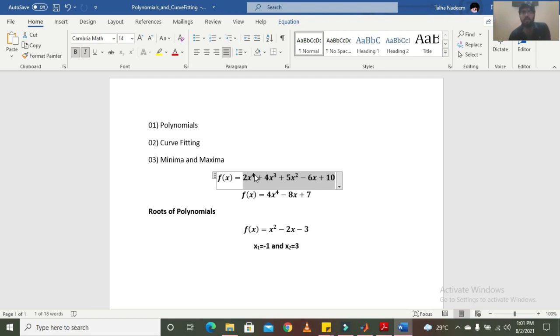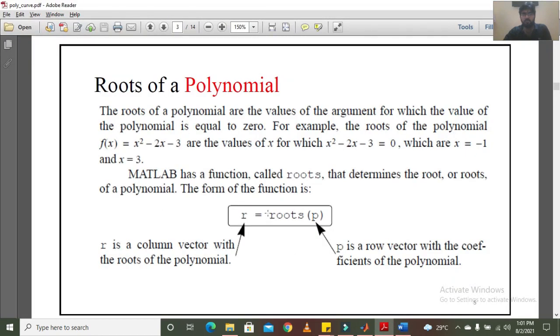Let's say I want to determine the roots of a polynomial. For that purpose, we have a MATLAB built-in function, roots. Since it is a built-in function, it is written in lowercase, followed by parentheses, and inside the parentheses there is an input argument. In this function we have only one input argument, which will be your polynomial, and your polynomial should be in a row vector.